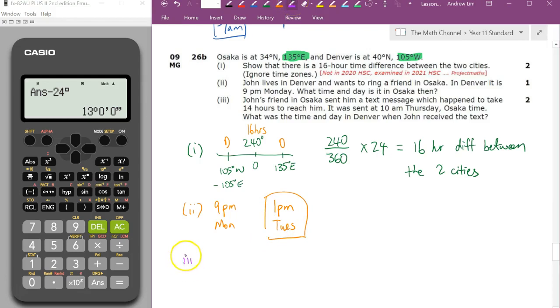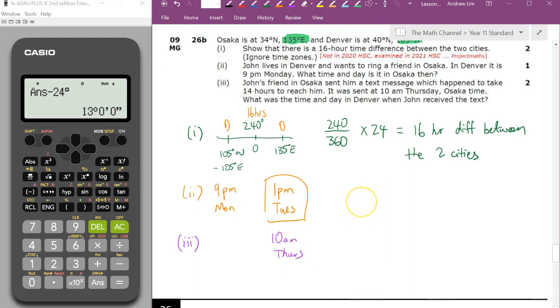Part 3. John's friend in Osaka sent him a text message which happened to take 14 hours to reach him. It was sent at 10 a.m. on Thursday, Osaka time. So 10 a.m. Thursday, Osaka time.